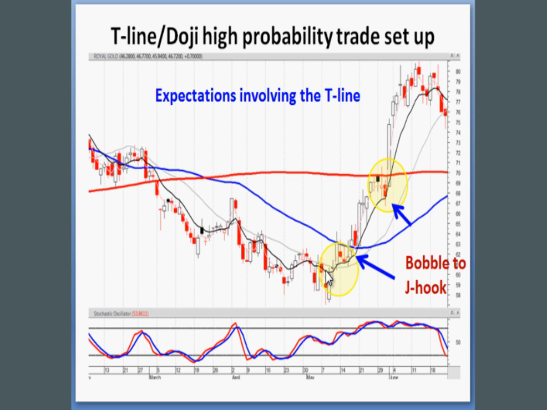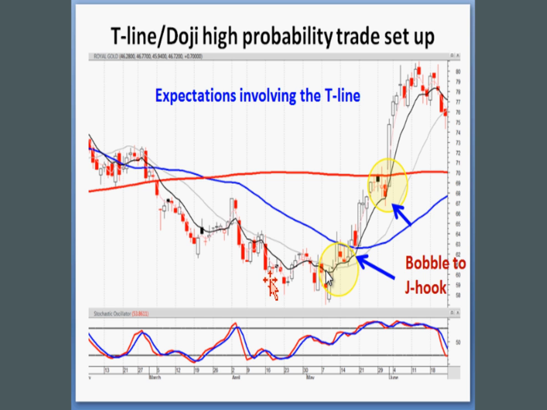Yes, and this is being recorded. The J-hook pattern looks like a J-hook. I'll get to that again. I think all the formulas are already at TradeStation.